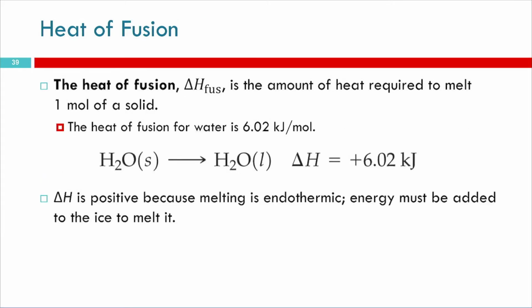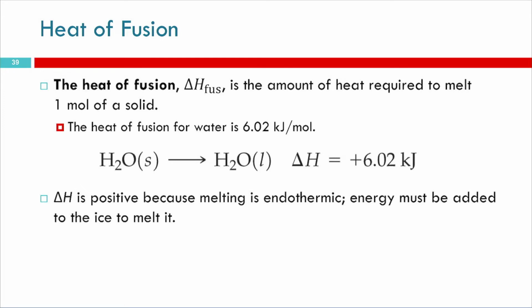This is called the heat of fusion, the amount of heat required to melt 1 mole of a solid. The heat of fusion for water is 6.02 kilojoules per mole. So it's a lot less than boiling, but still decently significant. So delta H is positive, because melting is endothermic, and energy must be added to the ice to melt it.